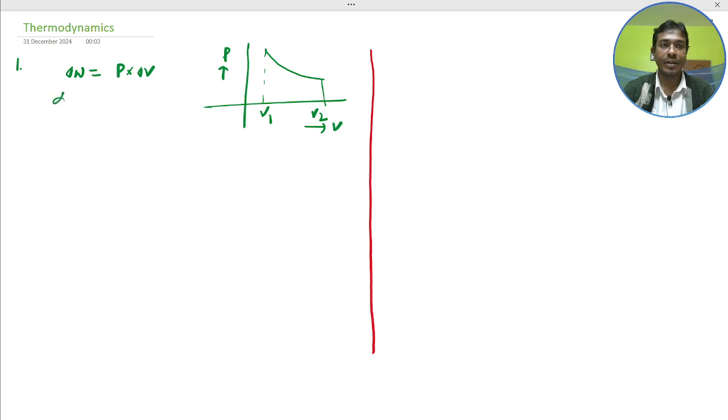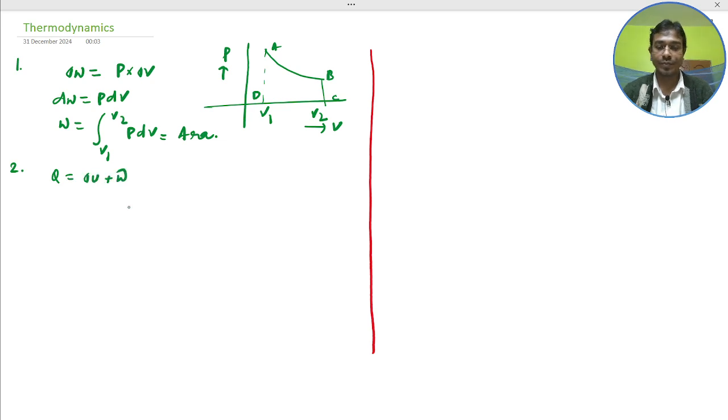When pressure is variable, dW equals P dV. Basically W is the integral from V1 to V2 of P dV, basically the area of the curve ABCD. This is A, B, C and D here. Next, the first law of thermodynamics tells that Q is equal to del U plus W, or del U, the change of internal energy, is Q minus W.